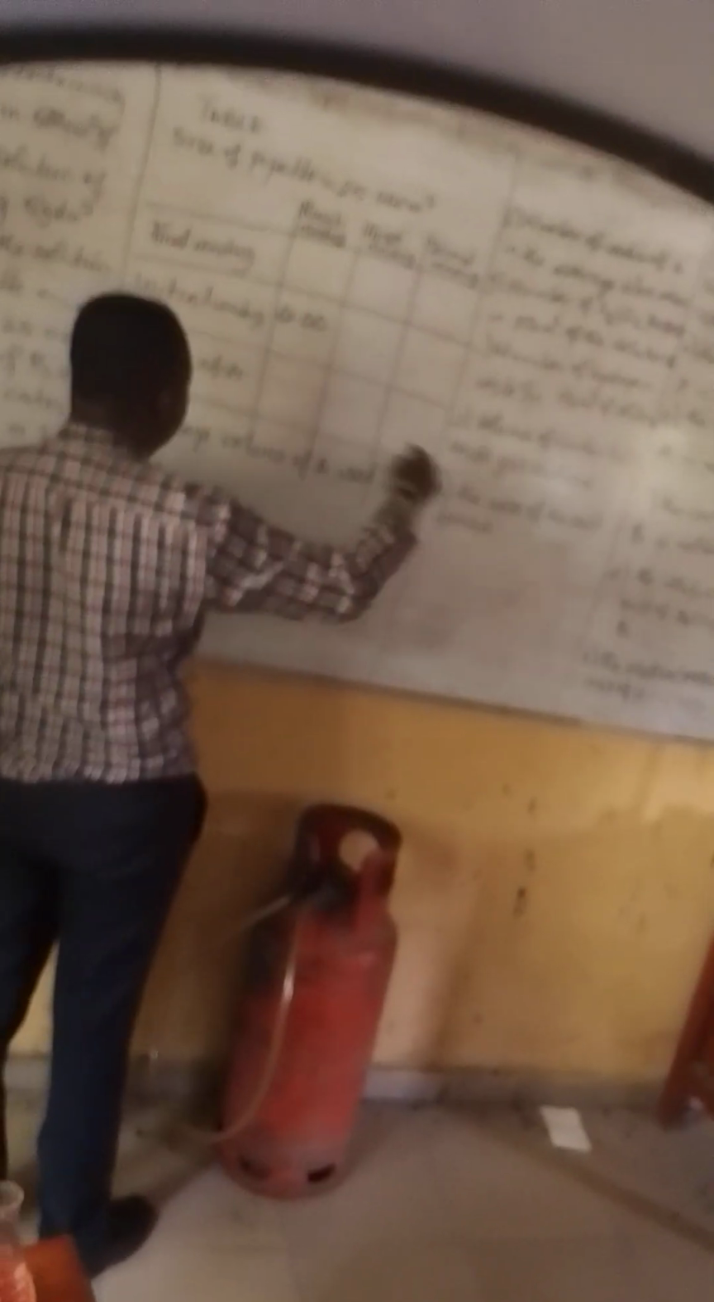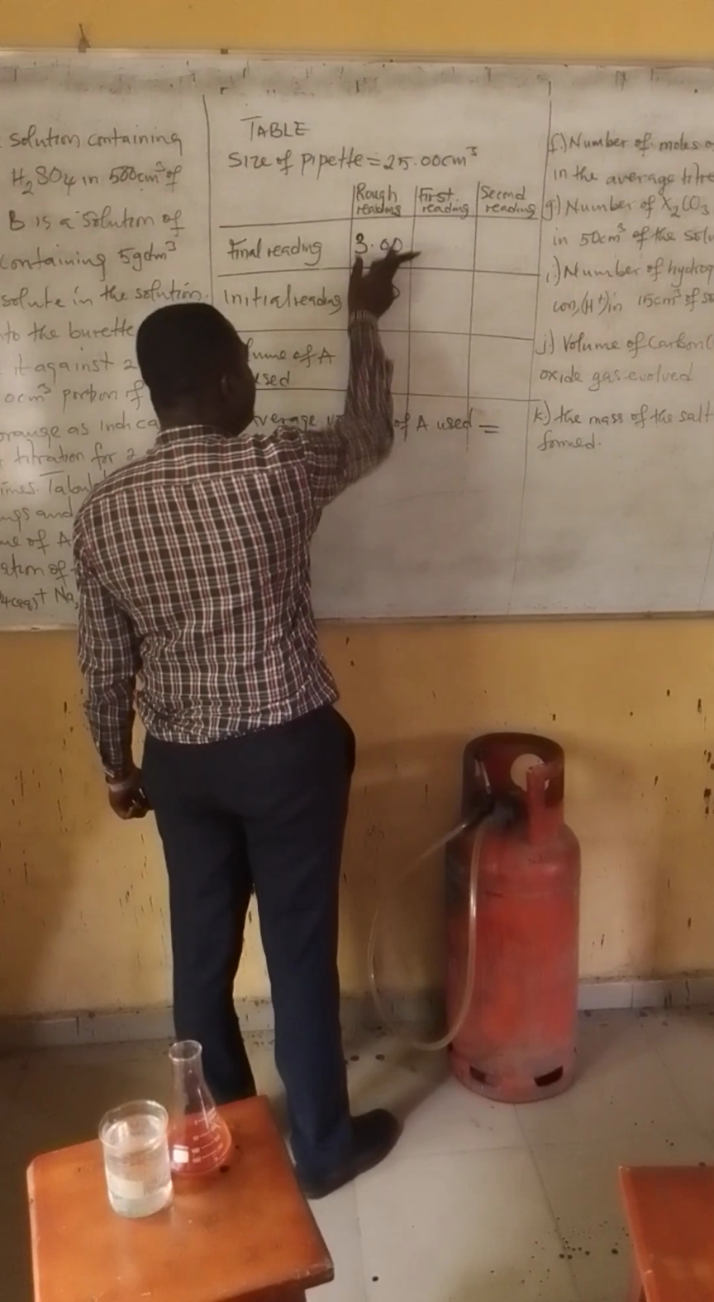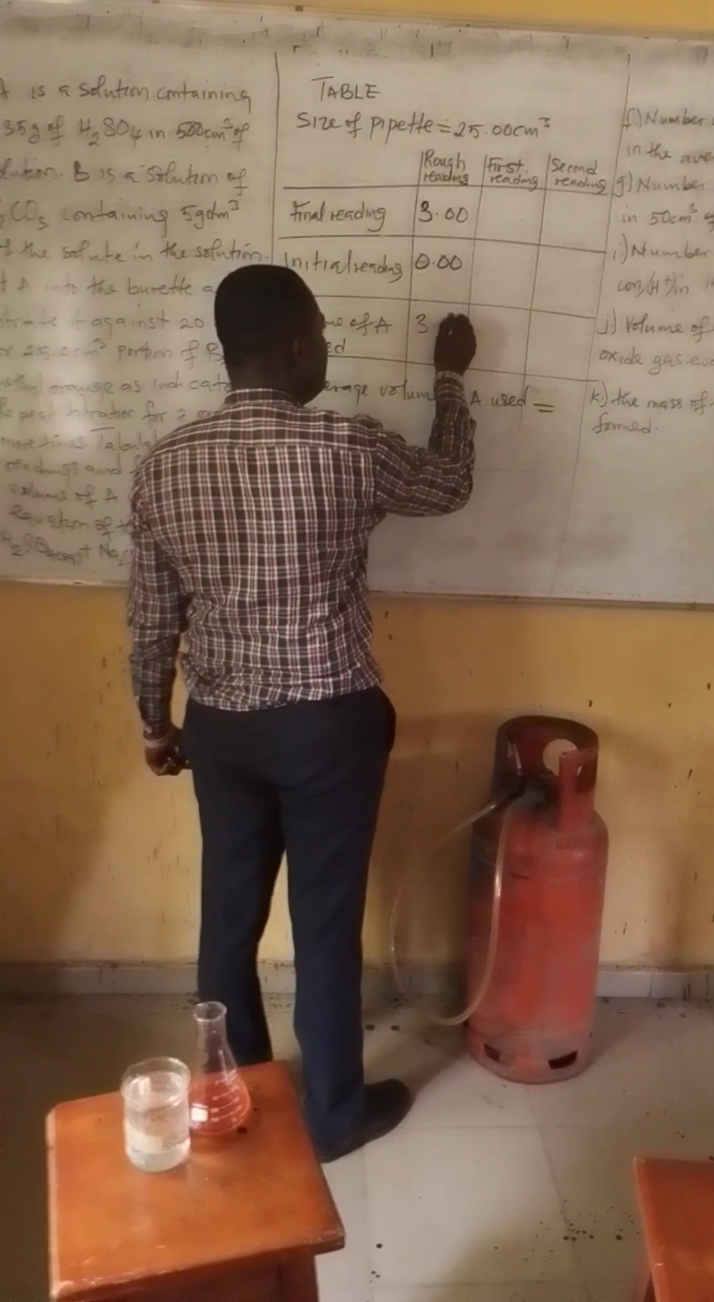So then the next thing to do is to read my burette. My burette here now, this is 0, this is 1, 2, then 2.1, 2.2, 2.3, 2.4, 2.5, 2.6, 2.7, 2.8, 2.9, then 3. So it is on 3.00. So my rough reading now is my final reading, 3.00. Then if I take away this 0 from here, I will have 3.00.